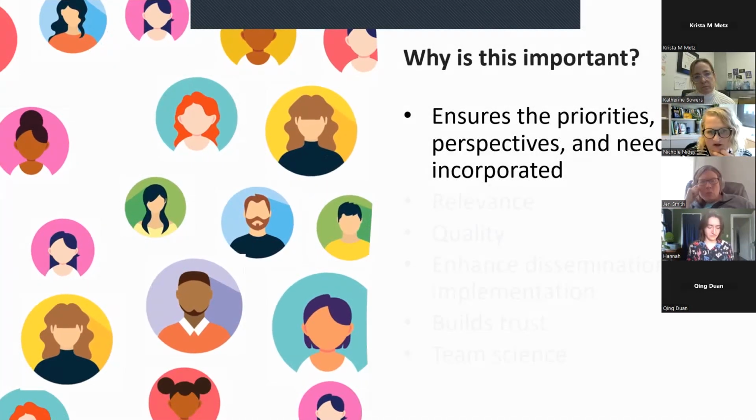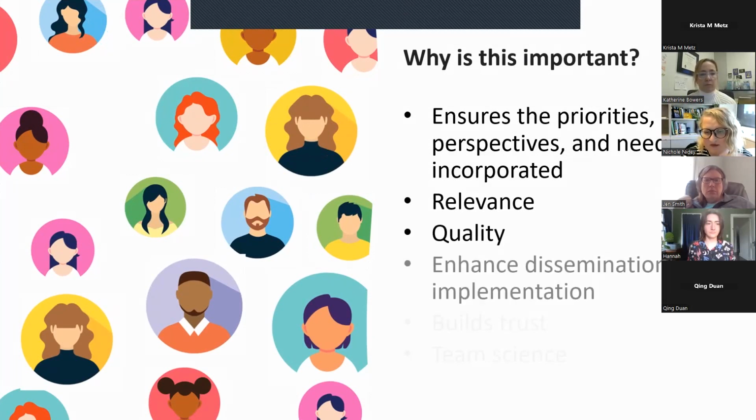So why is patient and community engagement important for research specifically? When we engage meaningfully with patients and communities, this allows us to ensure that their priorities, their perspectives, and their needs are incorporated in the work that we're doing, hopefully doing together, which will then lead to better relevance of the work we do, improved quality. It will enhance our ability to disseminate our research as well as implement our findings. We know that we have a lot of work to do in trying to get the evidence base actually to the bedside. The amount of time it takes for that transition is far too slow. As I mentioned a little bit ago, it will help build that mutual trust.